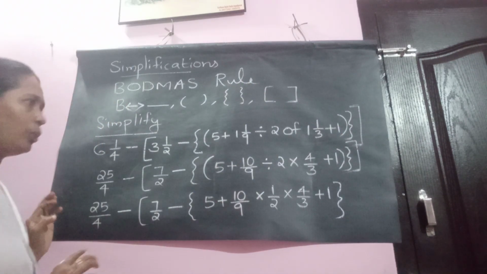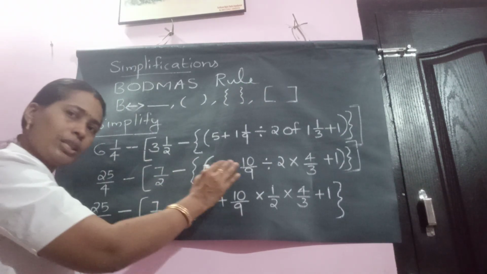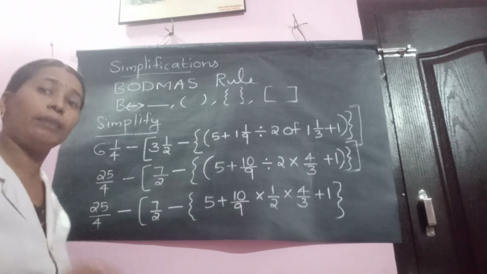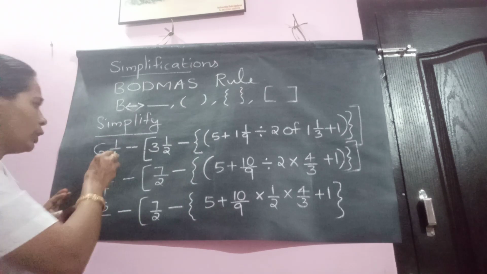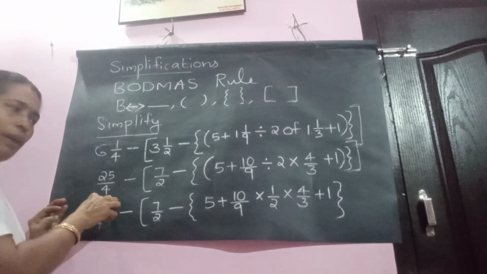So what I am going to do is, throughout the question almost all the fractions are in mixed form. So let us convert all into improper fractions. So this one will become 25 by 4.